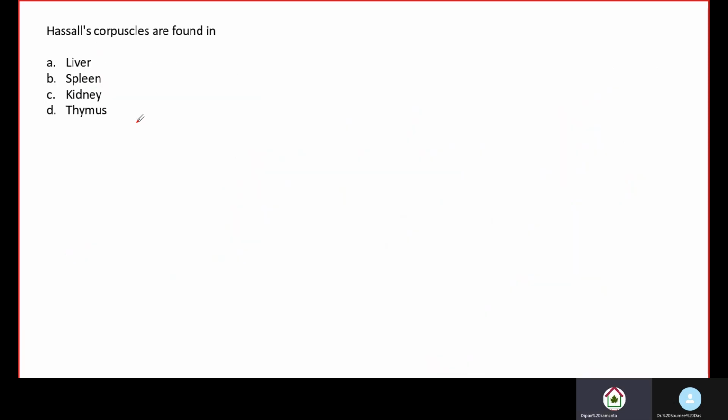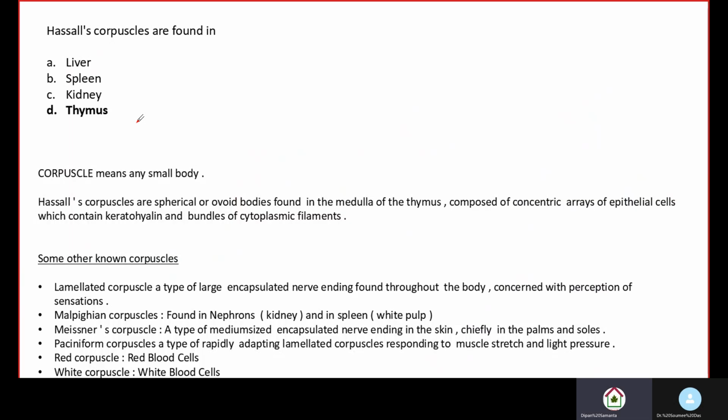Okay, next question. Hassall's corpuscles are found in liver, spleen, kidney, thymus. And the answer will be thymus. Corpuscles mean any small body. Hassall's corpuscles are spherical or ovoid bodies found in the medulla of the thymus, composed of concentric arrays of epithelial cells containing keratohyalin and bundles of cytoplasmic filaments.